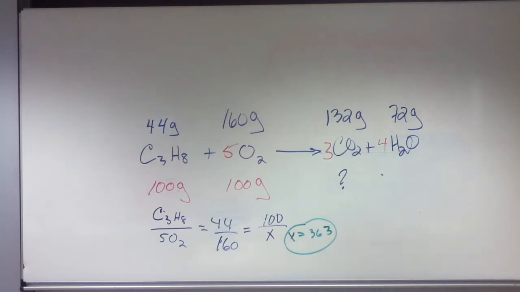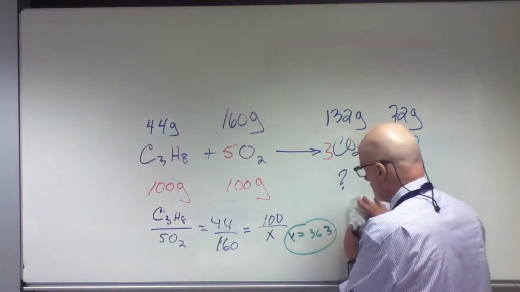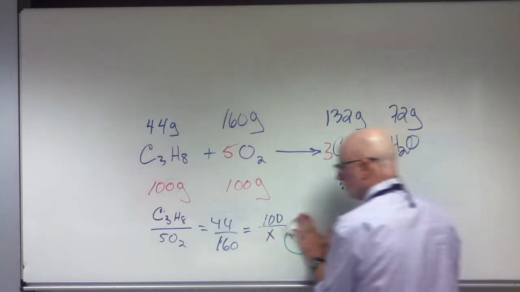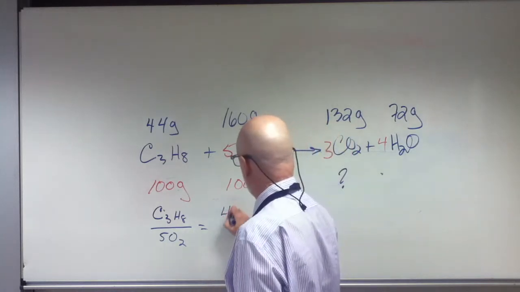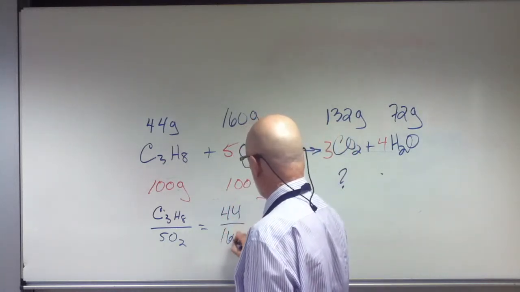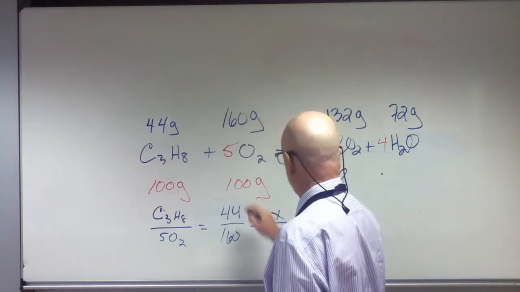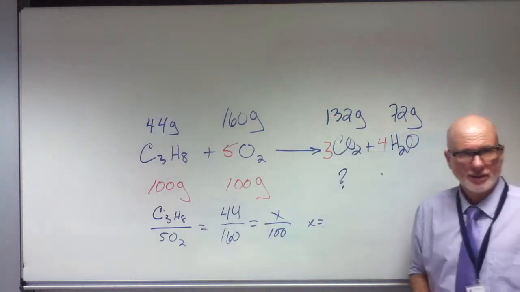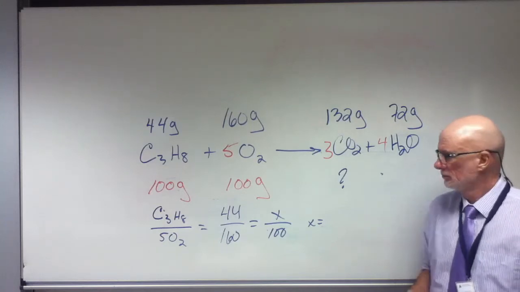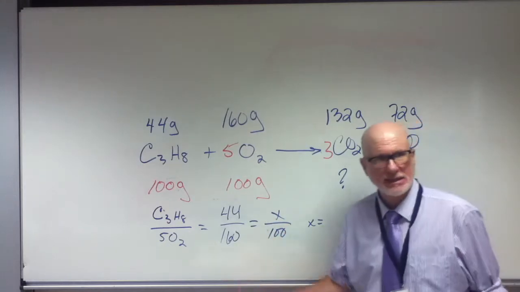Okay? All right, shall we do that? So, can I erase this? And we'll keep the constant ratio. 44 over 160 equals x over 100. So what's x equal? 44 times 100 divided by 160.